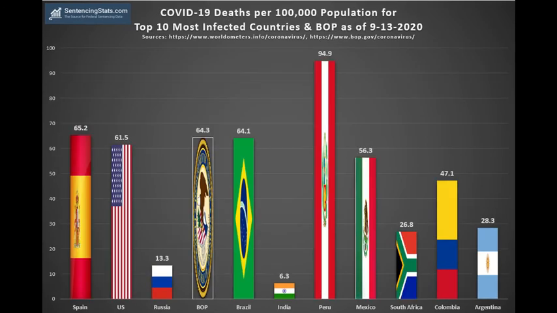This shows the same concept, comparing deaths per 100,000 to the 10 most infected countries on earth. And you can see that the BOP, while it's not number one in terms of number of deaths, is number 3. Peru has the highest rate of deaths of the 10 most infected countries on earth. Then we have Spain, and then we come in a close third place is BOP, followed by fourth place Brazil. And still higher than the United States.